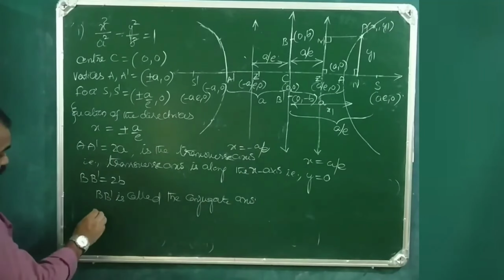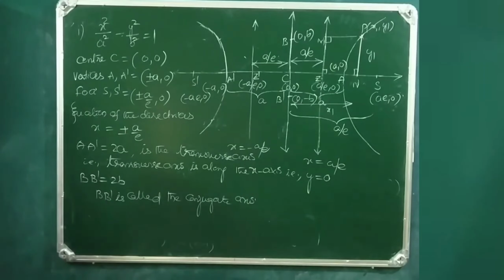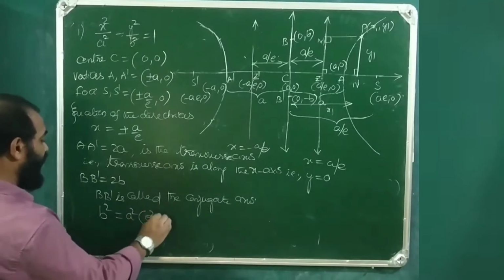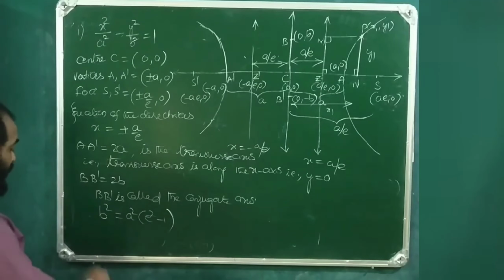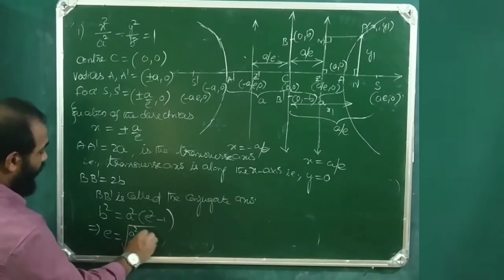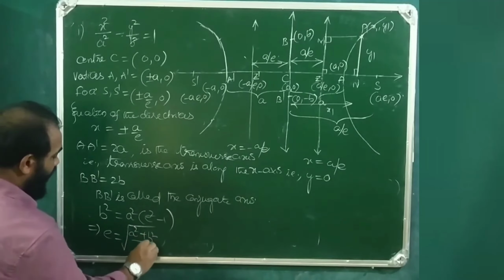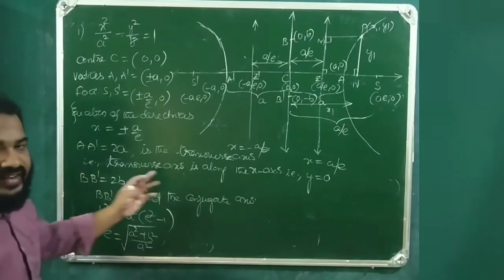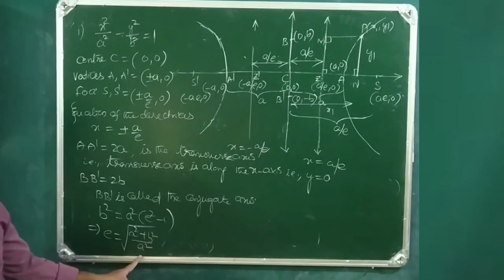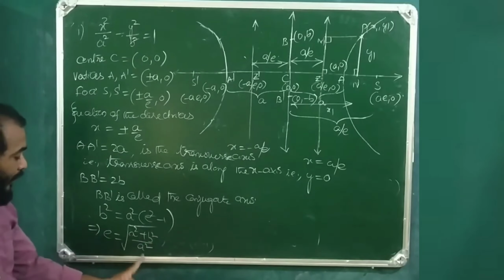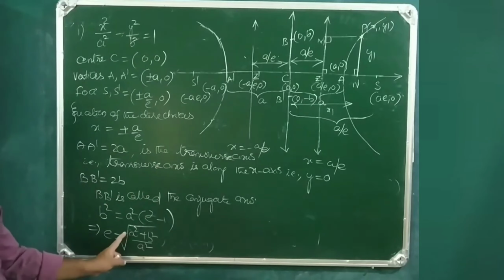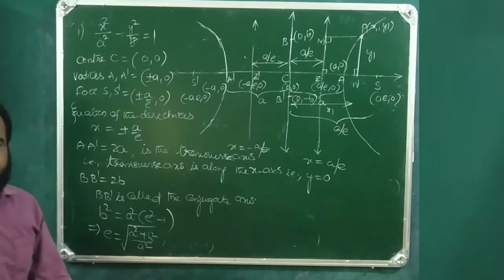So eccentricity is connected by the relation we have just seen: b square is equal to a square into e square minus 1. From this, e is equal to the square root of (a square plus b square) by a square. Earlier, in the ellipse, e is equal to the square root of (a square minus b square) by a square, that is, bigger square minus smaller square by bigger square. That is minus in the ellipse, and in the hyperbola, a square plus b square by a square.